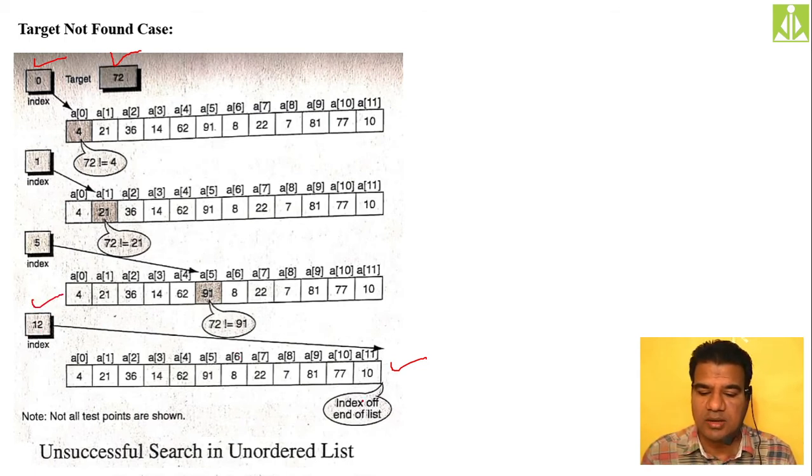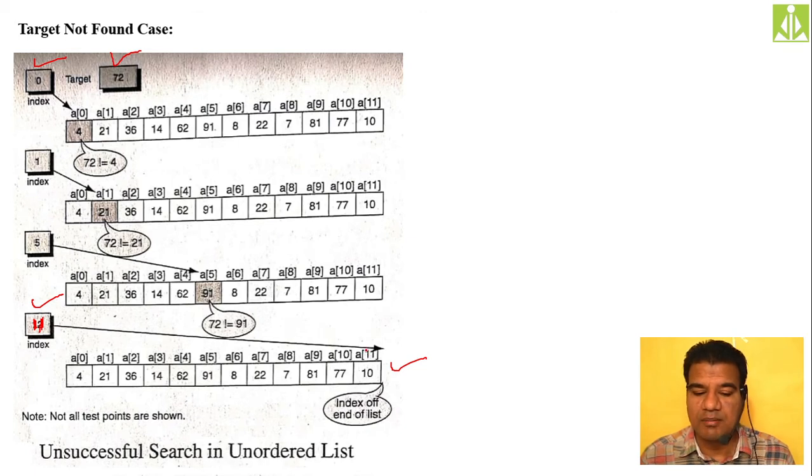The last element is at A of 11, the 11th index. Here there is a mistake. It is the 0th index, then the first index. Likewise, the fifth index is nothing but the sixth location. So here it should be the 11th index. There is a mistake actually. Okay, the 11th index and the 12th location.